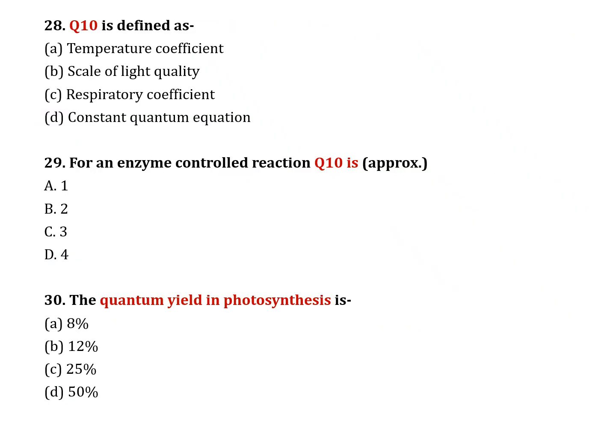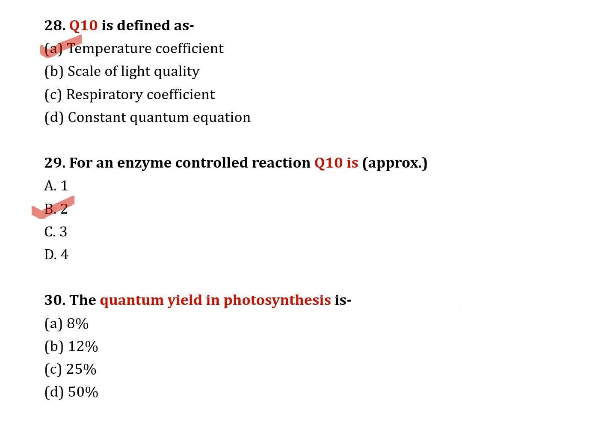The next question, number 28. Q10 is defined as option A temperature coefficient, option B scale of light quality, option C respiratory coefficient, option D constant quantum equation. Correct answer is option A temperature coefficient. The next question, number 29. For an enzyme controlled reaction, Q10 is option A 1, option B 2, option C 3, option D 4. Correct answer is option B 2.